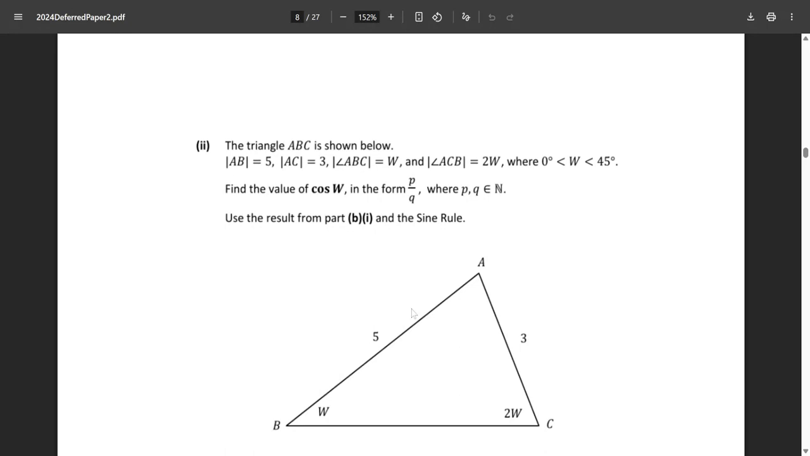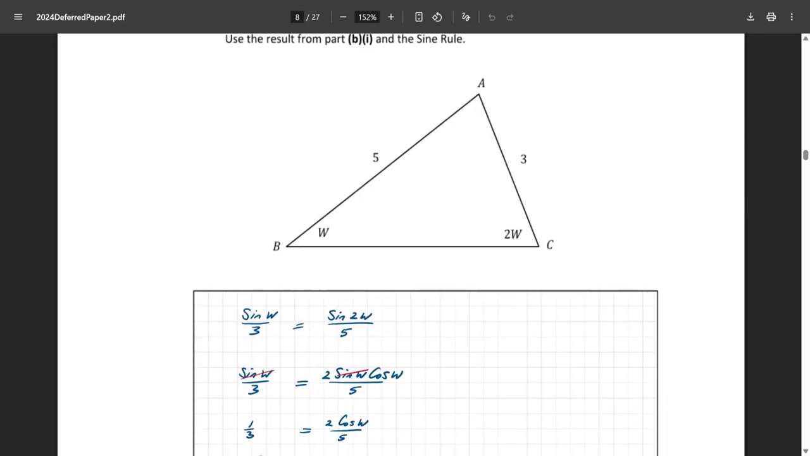Okay, and the examiner's being very fair to us. We're being told to use the results from the last part, which is the proof, and the sine rule here. So it's great, we don't have to worry about what rule to use. We're told which one to use. So the sine rule basically says that any side over the sine of the opposite angle, so A over sine A, is B over sine B. So that's it. It's a pattern. 3 over sine W is 5 over sine 2W. That's the sine rule, or the other way around, same thing. You can put the angle on top if you like. So sine W over 3 is sine 2W over 5.